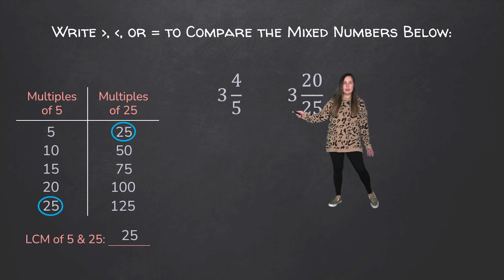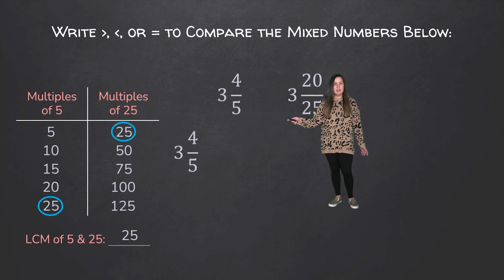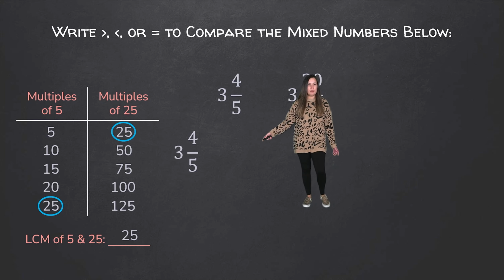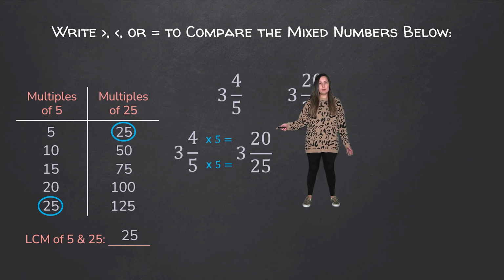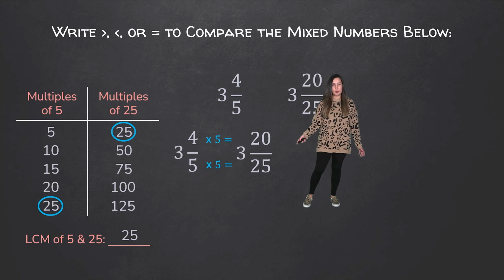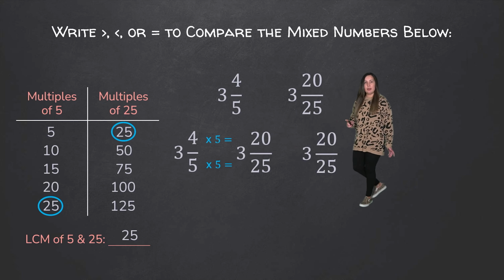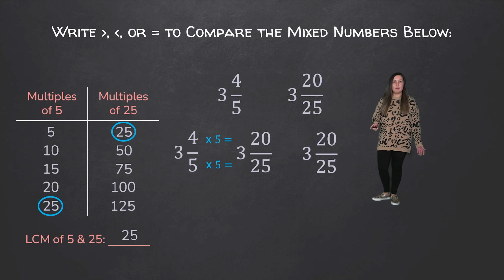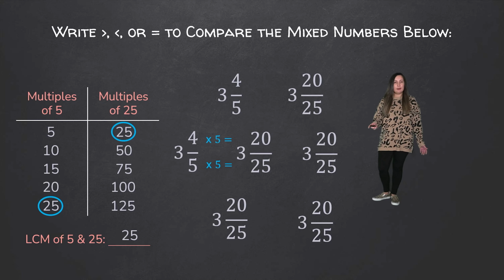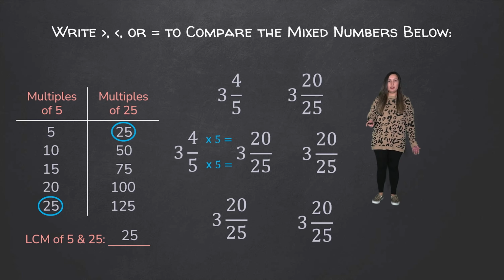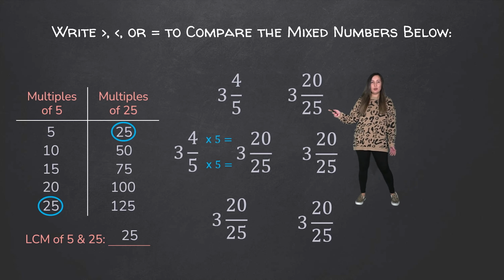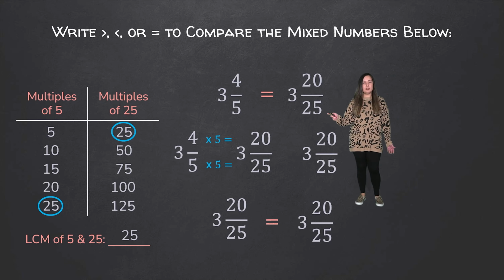So we're going to take 3 and 4 over 5. And in order to get a denominator of 25, we have to do 5 times 5. Whatever we do to the denominator, we do to the numerator as well. So the whole number stays the same, which is 3. But 4 times 5 is 20, and 5 times 5 is 25. Now, if we look at our second mixed number, it already has a denominator of 25, so we don't have to do anything towards it. And we have 3 and 20 over 25 and 3 and 20 over 25, which means that these two mixed numbers are equivalent to each other.